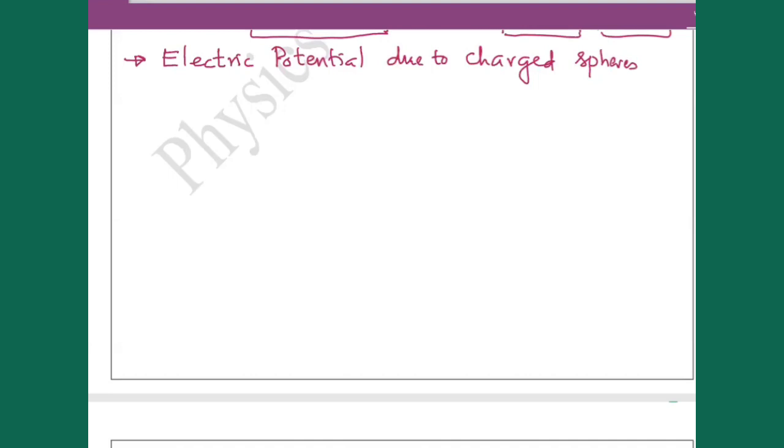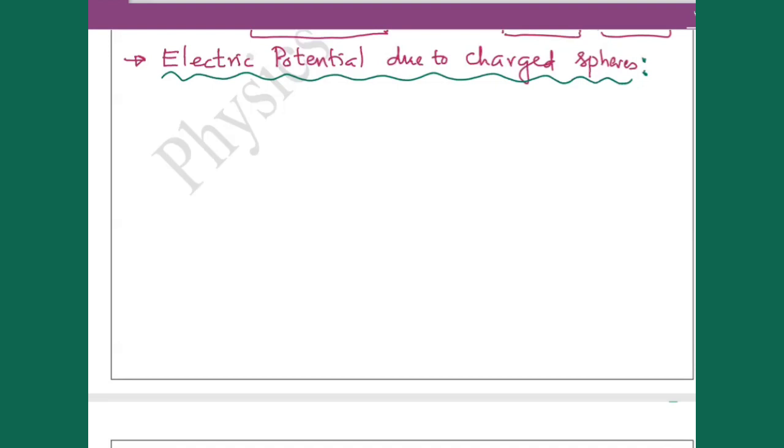So now the topic that we are going to discuss is electric potential due to charged spheres, right? Charged spheres. Clear? Electric potential due to charged spheres. How to calculate that?